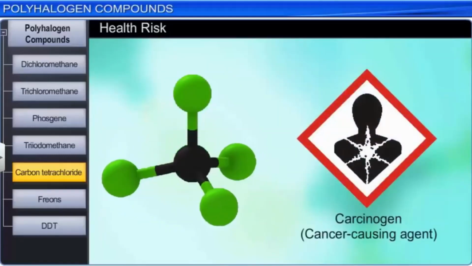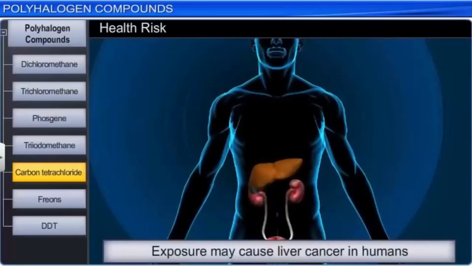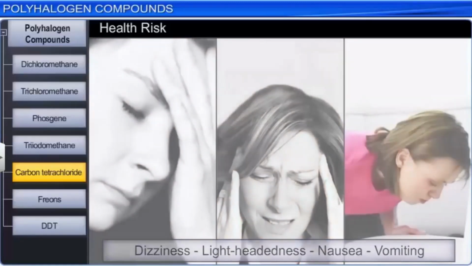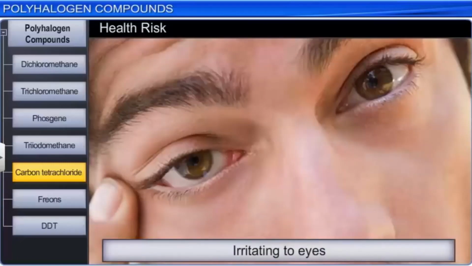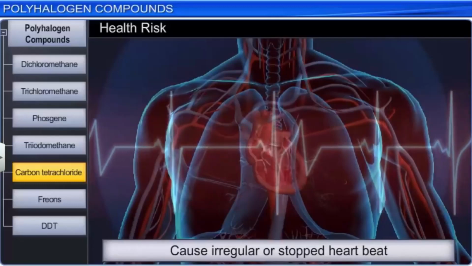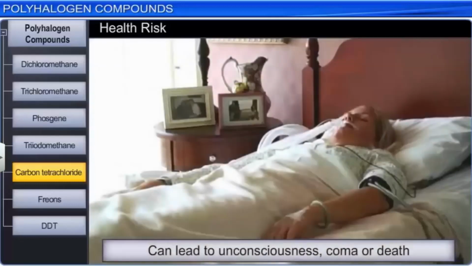Chronic exposure to carbon tetrachloride may cause liver cancer in humans. Kidney damage is also a risk. The side effects of exposure to carbon tetrachloride include dizziness, lightheadedness, nausea, and vomiting. It causes eye irritation and may lead to an irregular or stopped heartbeat. Continued exposure can lead to unconsciousness, coma, or even death.